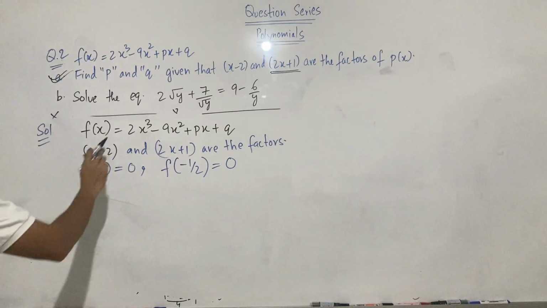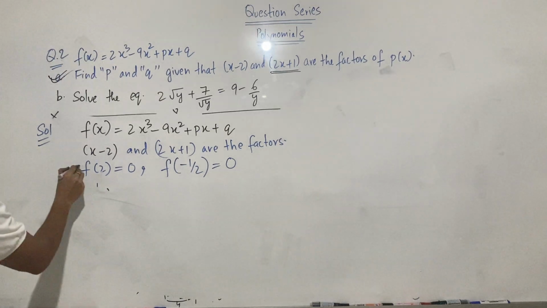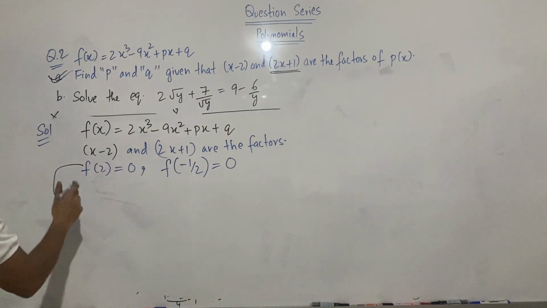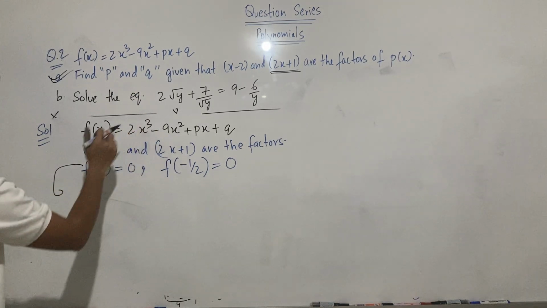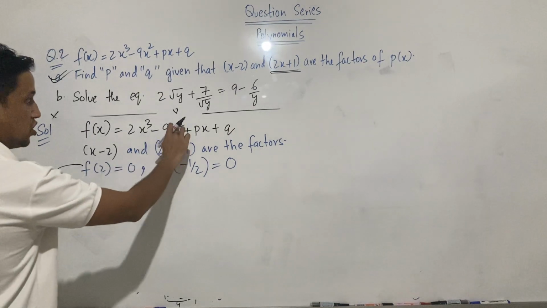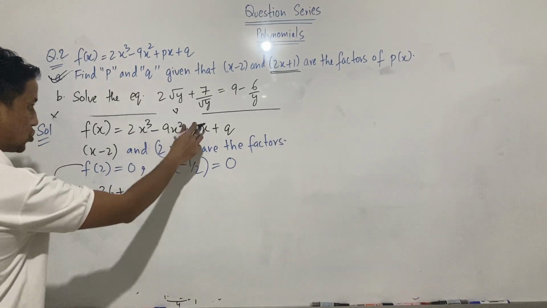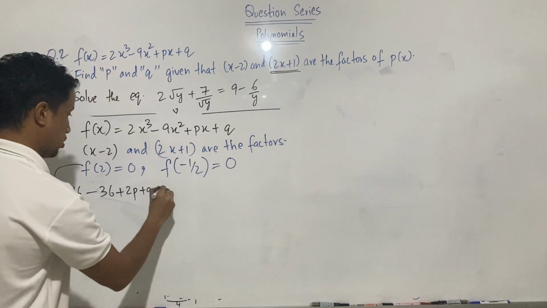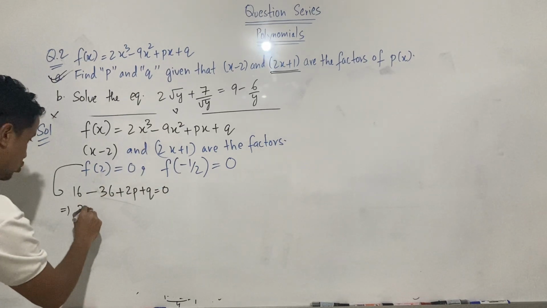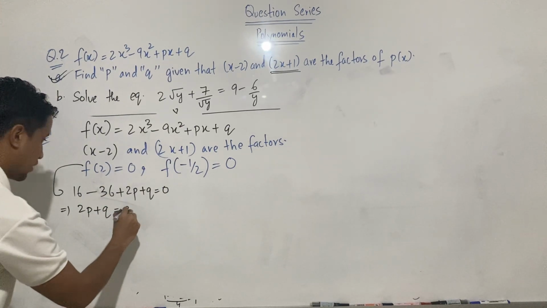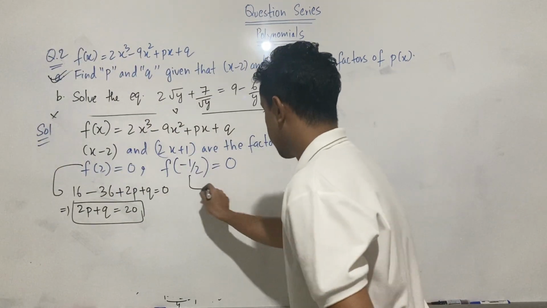So now for this, I can write 2 cubed, 8 times 2, 16, minus 9 times 2 squared, 4 times 9, 36, plus 2p plus q equals 0, right? So from here, 16 minus 36 is minus 20, so 2p plus q should be 20. I hope you agree.